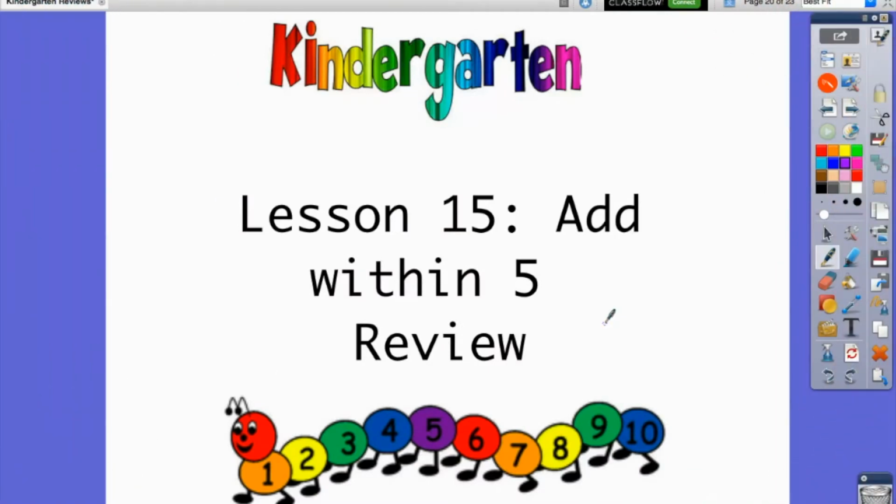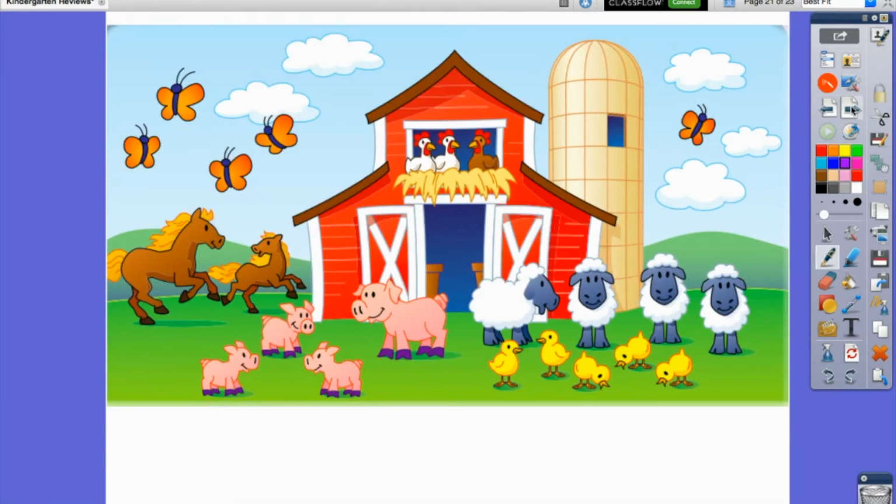We began to work with addition. And now with lesson 15, we're actually going to practice putting some numbers together all within 5. So none of our answers will be more than 5. You probably looked at this picture with your teacher, all right? And with this picture, we're going to write some addition sentences. So let's do it again together.